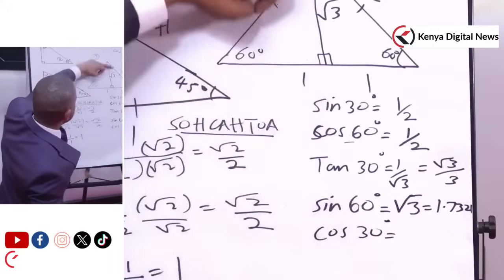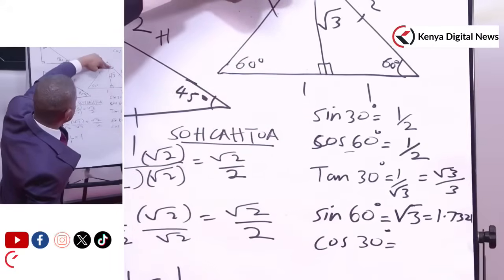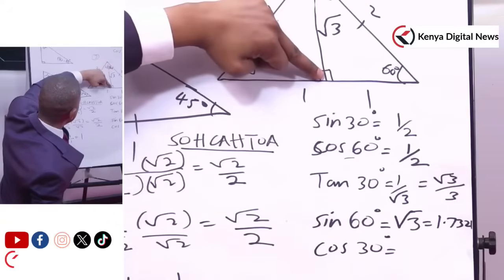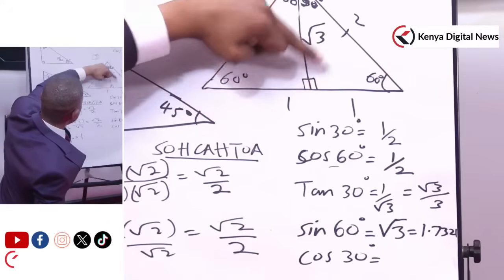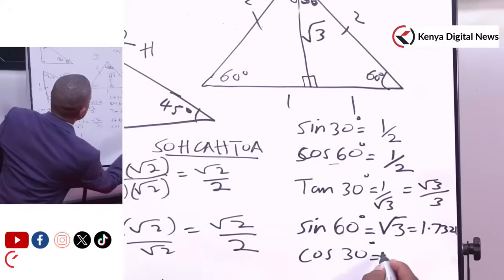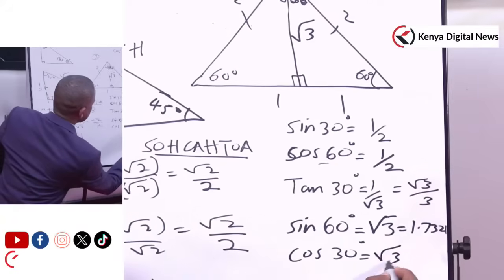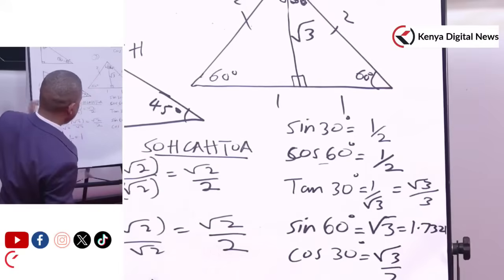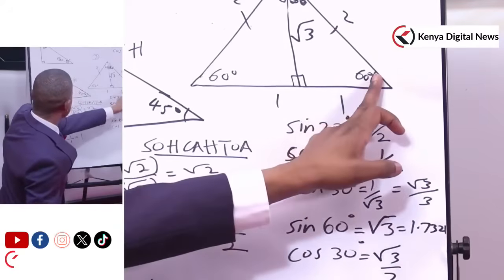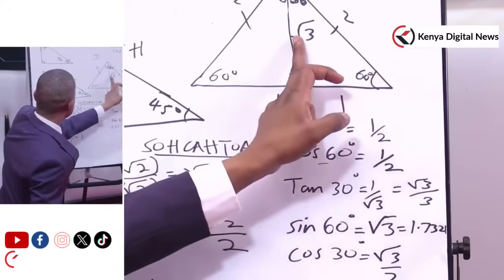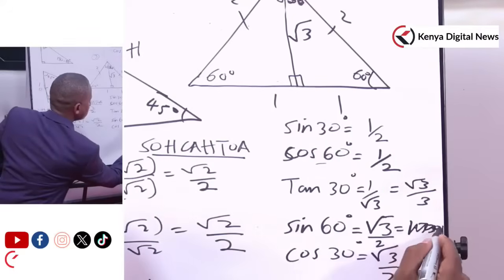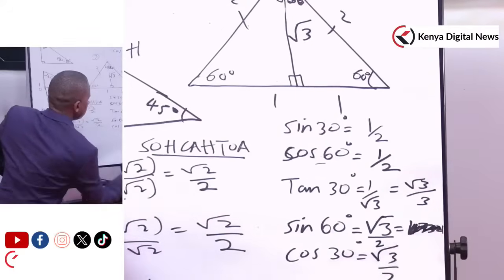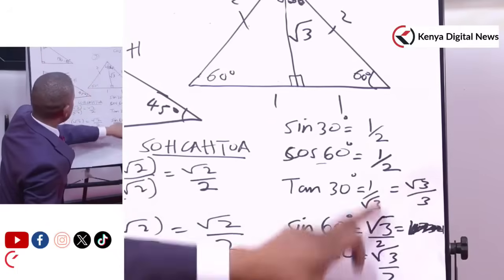Cos 30 equals adjacent over hypotenuse, which is root 3 over 2. Sine 30 equals opposite over hypotenuse. Sorry class, this is root 3 over 2.